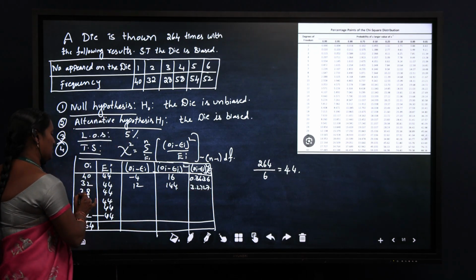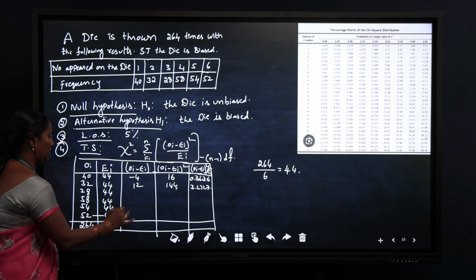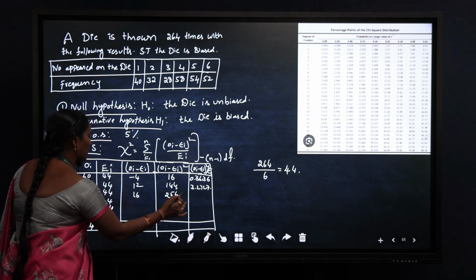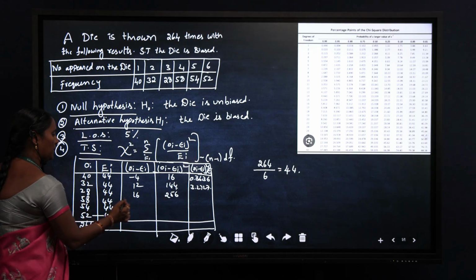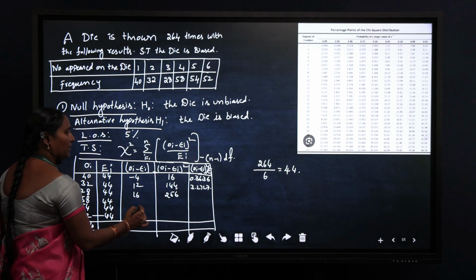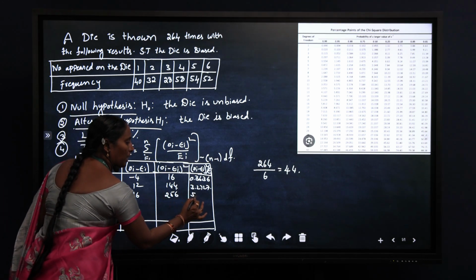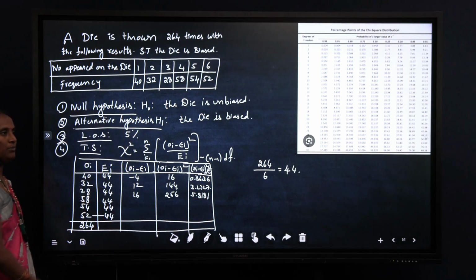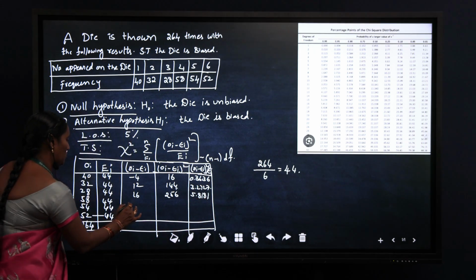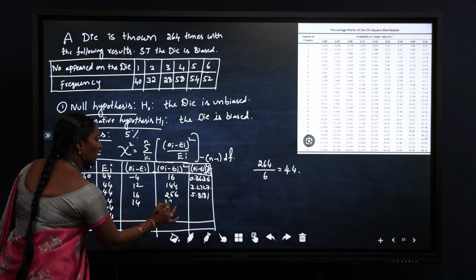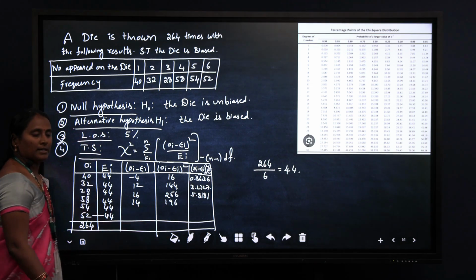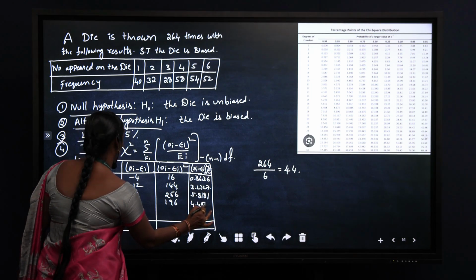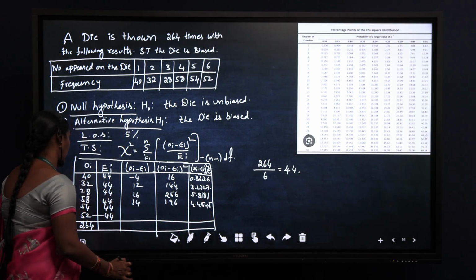And the next one, 28 minus 44, it will be 16. So 16 square is 256. Oi minus Ei whole square by Ei, 256 by the Ei value, which is 44, so it will be 5.8181. The next one, 58 minus 44, it will be 14. 14 square is 196, and 196 by 44 will be 4.4545.